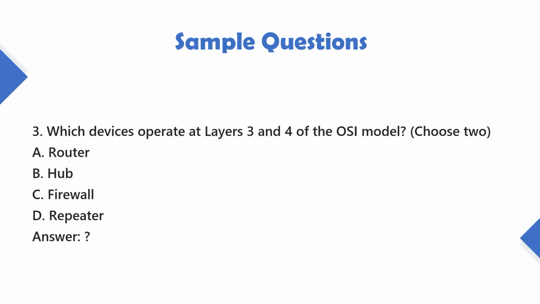3. Which devices operate at layers 3 and 4 of the OSI model? Choose 2. A. Router. B. Hub. C. Firewall. D. Repeater.